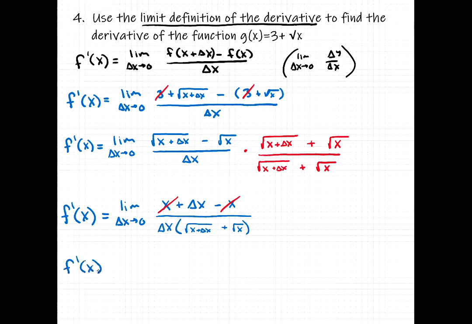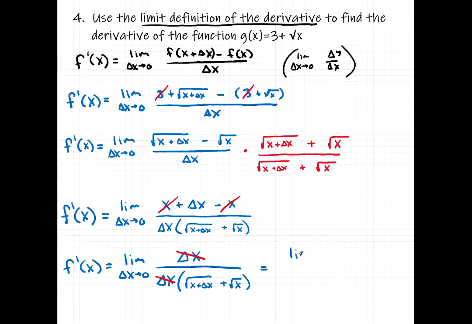So we have f prime of x is equal to the limit as delta x goes to 0. We have delta x on top. That's the only thing left over. And we have delta x times the square root of x plus delta x plus the square root of x. And now we could cancel these delta x's, and that's what we needed to do. Delta x on top, delta x on the bottom. So now we're at the limit as delta x goes to 0. We're left with a 1 divided by the square root of x plus delta x plus the square root of x.